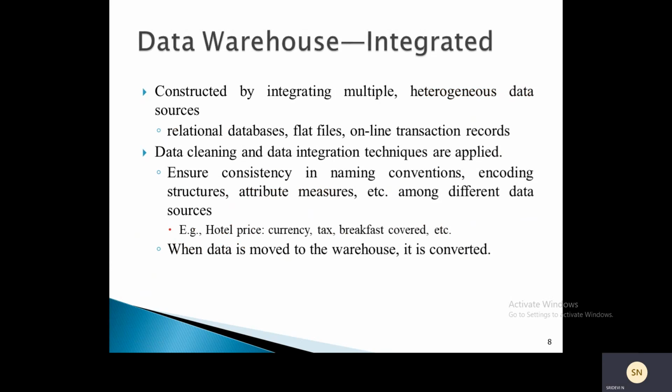How about a data warehouse being integrated? A data warehouse is usually constructed by integrating multiple heterogeneous sources such as relational databases, flat files, and online transaction records. Data cleaning and data integration techniques are applied on these data in order to ensure consistency in naming convention, encoding structures, attribute measures, and so on among different data sources. An example could be hotel price, currency, tax, breakfast covered, etc. When you move the data to the warehouse, it is converted.